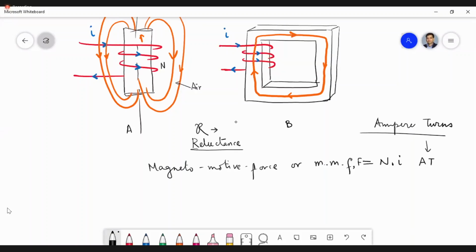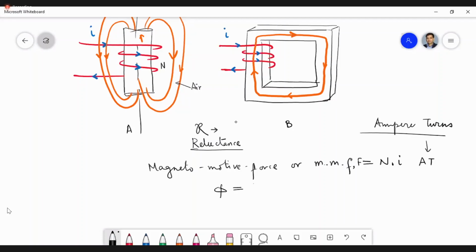So MMF is F equals NI AT. AT is the ampere turns, the unit of the MMF. And the flux will be discussed in detail when the magnetic circuit is discussed. That is a different chapter.